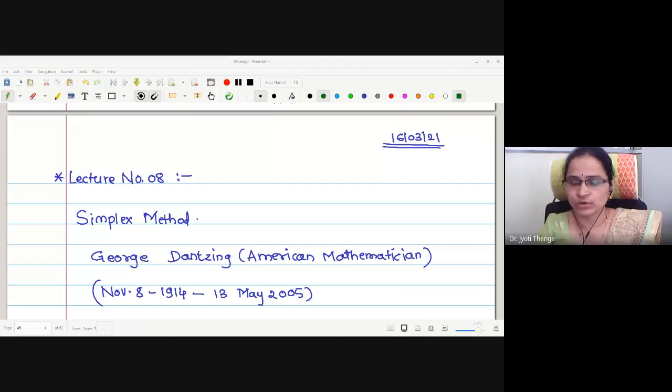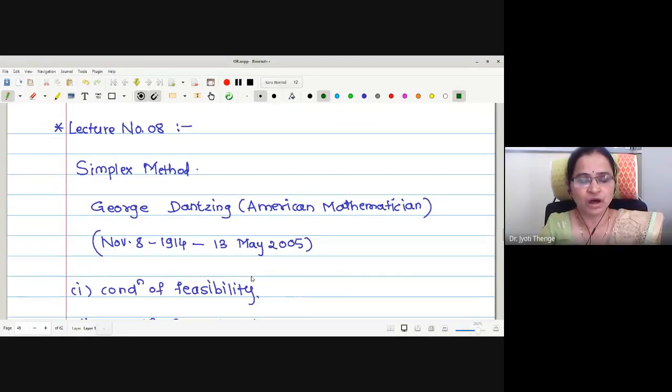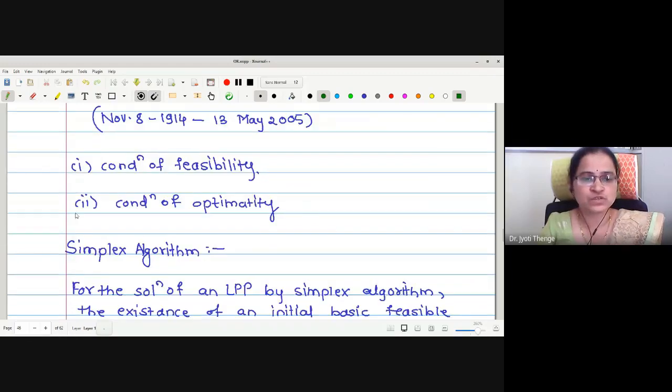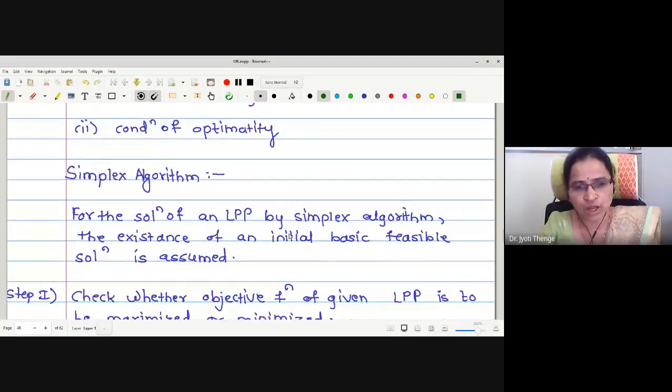We will just have a look at the last lecture. In the last lecture, we studied the simplex method algorithm. This method was developed by an American mathematician, George Dantzig. In this method, two conditions are important: the condition of feasibility and the condition of optimality. The condition of feasibility just ensures that the values of all the decision variables are non-negative, and the condition of optimality ensures simply that the value of the objective function is optimum, whatever it is, either maximum or minimum.